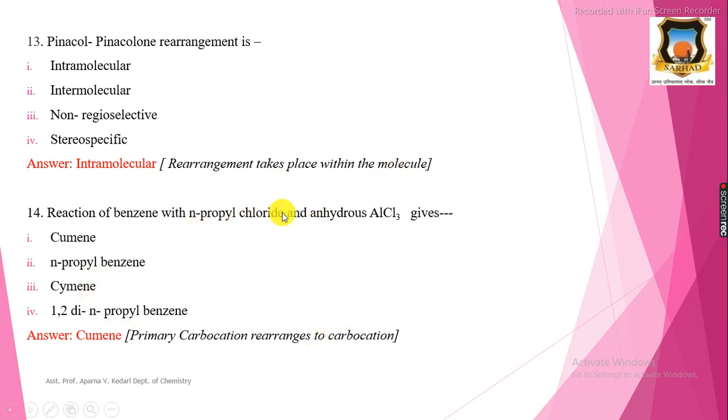Then this n-propyl chloride in the presence of aluminum trichloride first gives a primary carbocation. This primary carbocation is less stable, therefore it undergoes hydride shift and gives a secondary carbocation, because the secondary carbocation is more stable. This secondary carbocation then undergoes electrophilic attack with benzene and gives cumene as a product. Therefore, cumene is formed because the primary carbocation rearranges to a secondary carbocation. Please consider here the secondary carbocation.